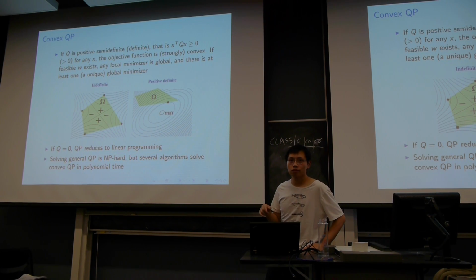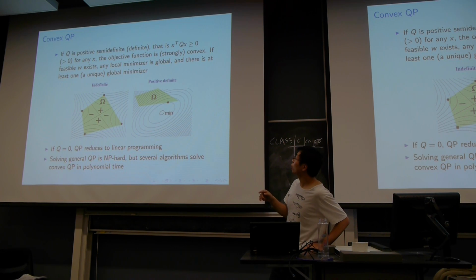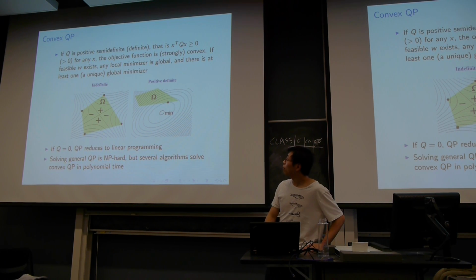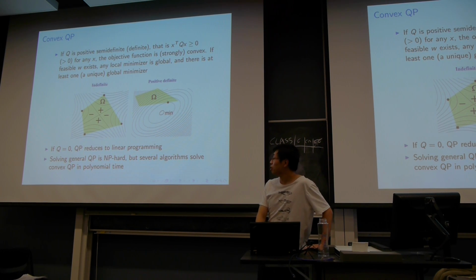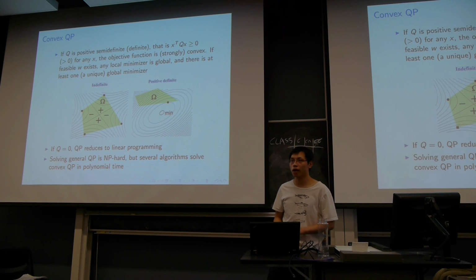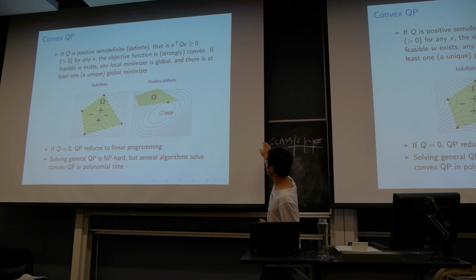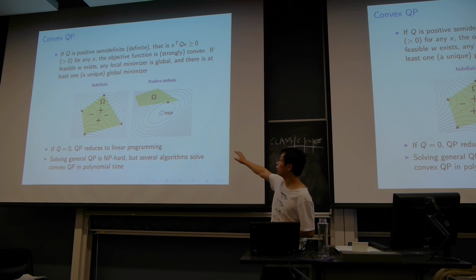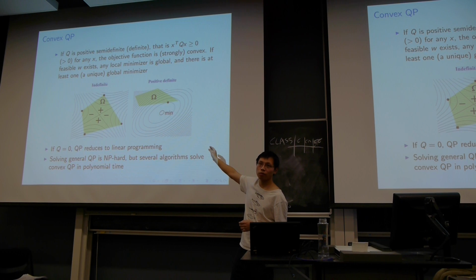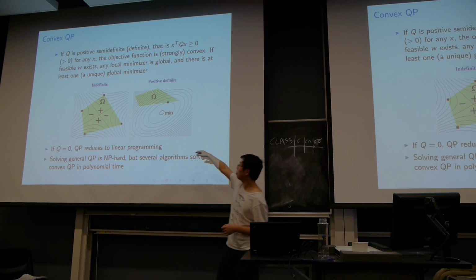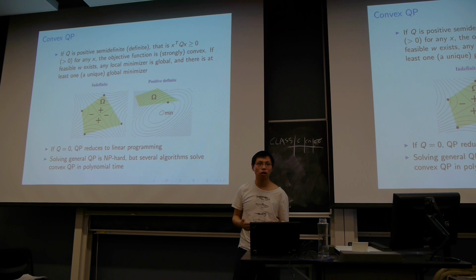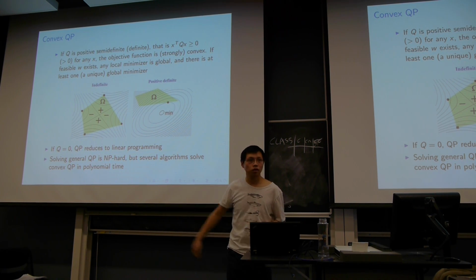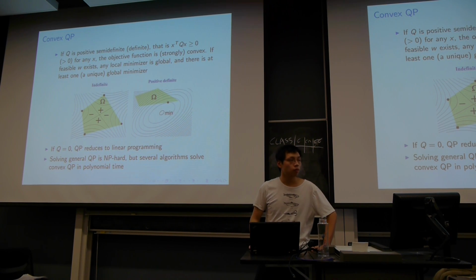If Q is positive definite, that means x transpose Q x is larger than 0 for nonzero x, then we call it strongly convex. It is also true that a local minimizer is global. The difference is that you have a unique global minimizer. So here are two examples in the following picture. On the right is a positive definite case. You have a two-dimensional example with contours, and this is the minimizer. You have a feasible area omega. Here the dot is the global minimizer of that problem.